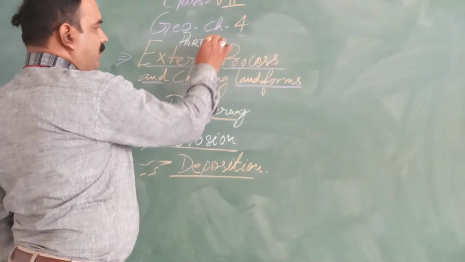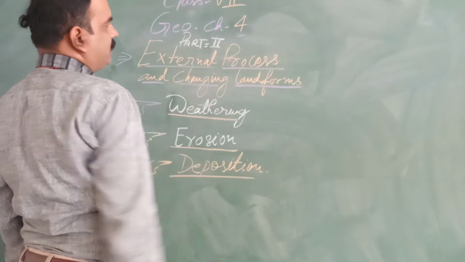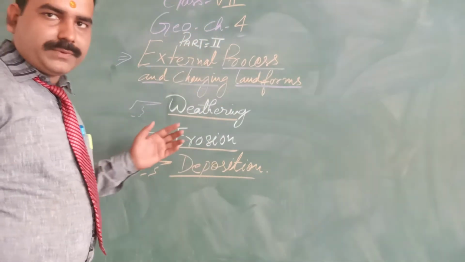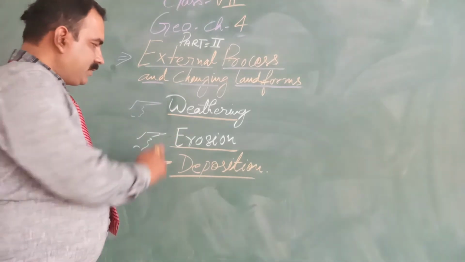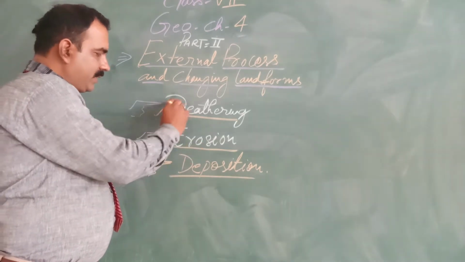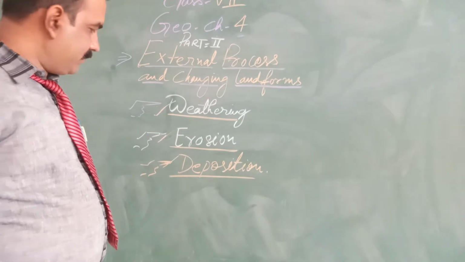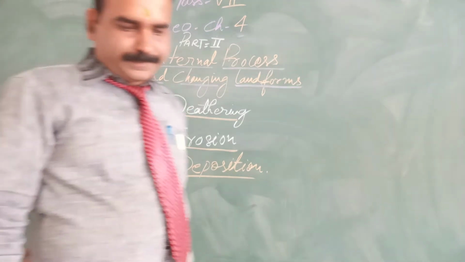So the fourth chapter of the geography is external process and changing landforms of glaciers. In this part we will discuss weathering, erosion and deposition. We will cover weathering, erosion and deposition in this one.